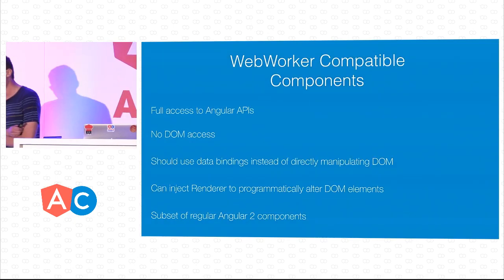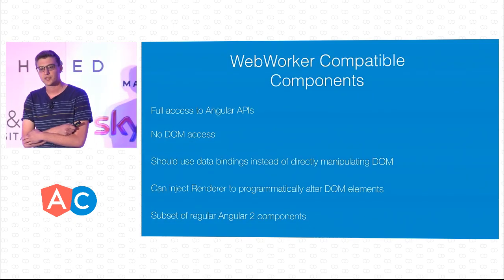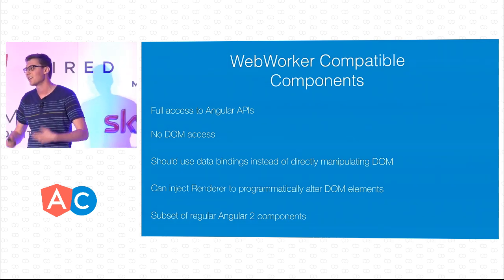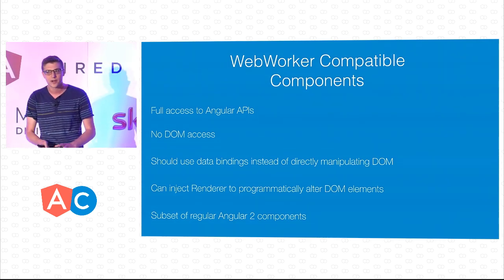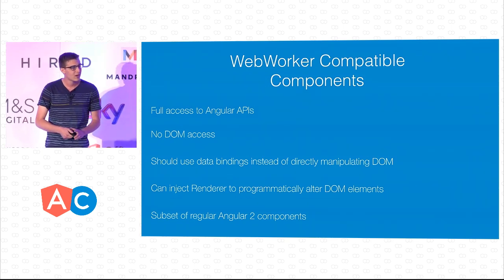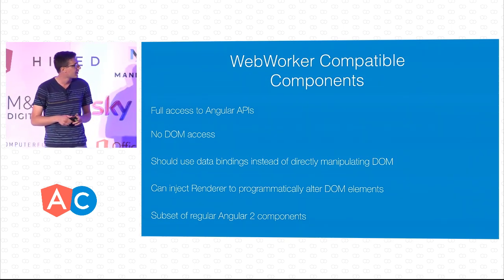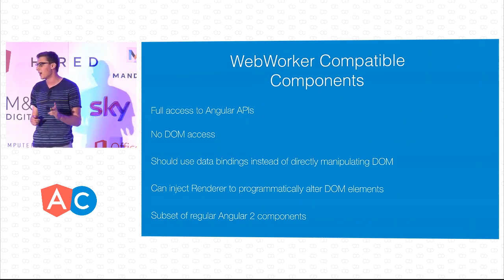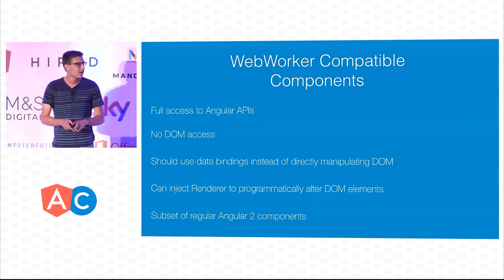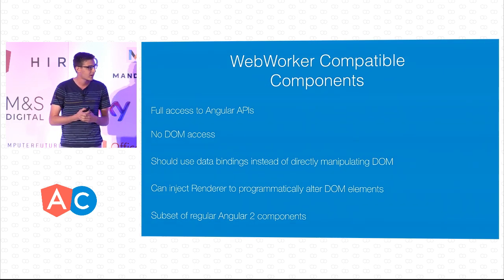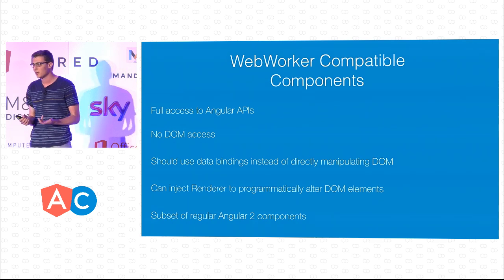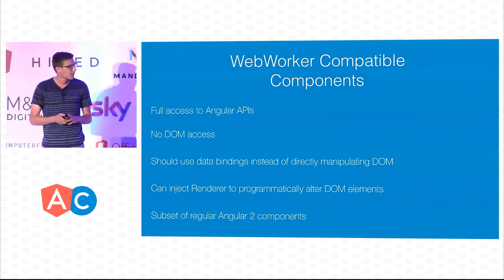OK, so I've kind of hinted at this idea that you don't need to change things when you use web workers. Obviously, that's not always going to be true, right? You're running in a different context. We can't take care of everything magically for you, though I think we do a pretty good job. So what is a web worker compatible component? First of all, they have full access to the Angular APIs. Everything except actually getting native DOM elements is totally available to you. But there's no DOM access because you aren't on the UI thread. So you should be using data bindings instead of directly manipulating the DOM. That's kind of always been true with Angular, but now it's critical.